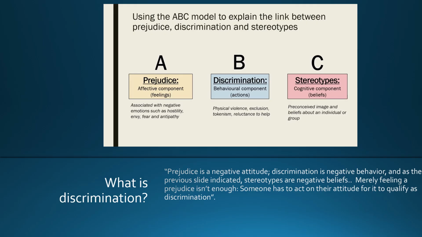I think this is a great model of the differences between prejudice, discrimination, and stereotypes. We just discussed that stereotypes are the cognitive component or the thoughtful component of prejudice. Discrimination is the behavioral component of prejudice, what you actually do. And we know that prejudice is the affective component, how you feel. So prejudice is the negative attitude, discrimination is the negative behavior, and as the previous slide indicated, stereotypes are negative beliefs. Merely feeling a prejudice isn't enough. Someone has to act on their attitude for it to qualify as discrimination. So discrimination, again, is the behavioral component.